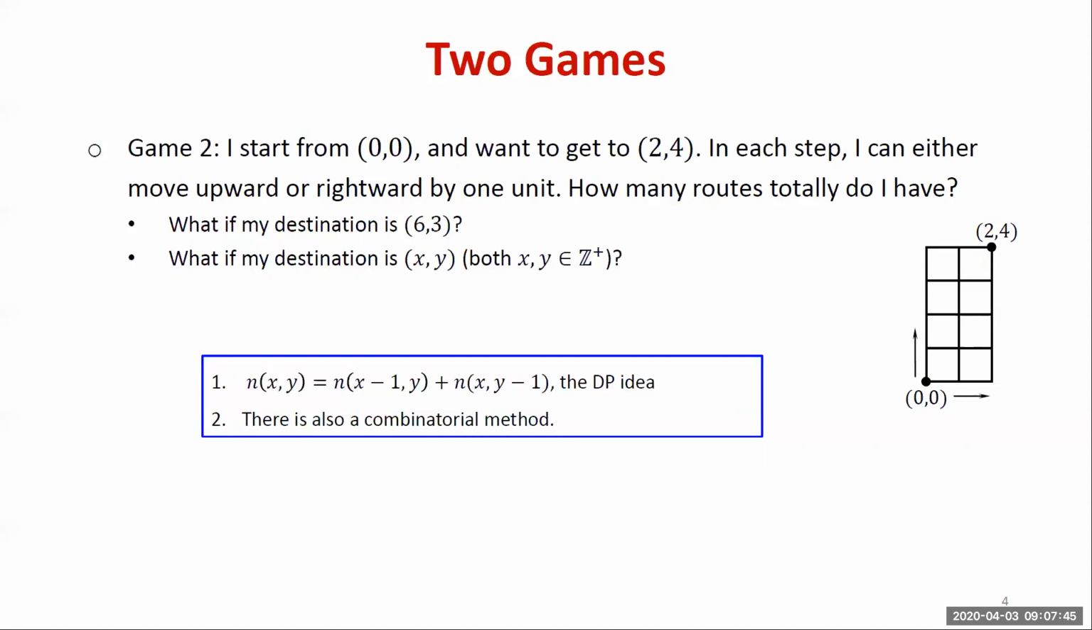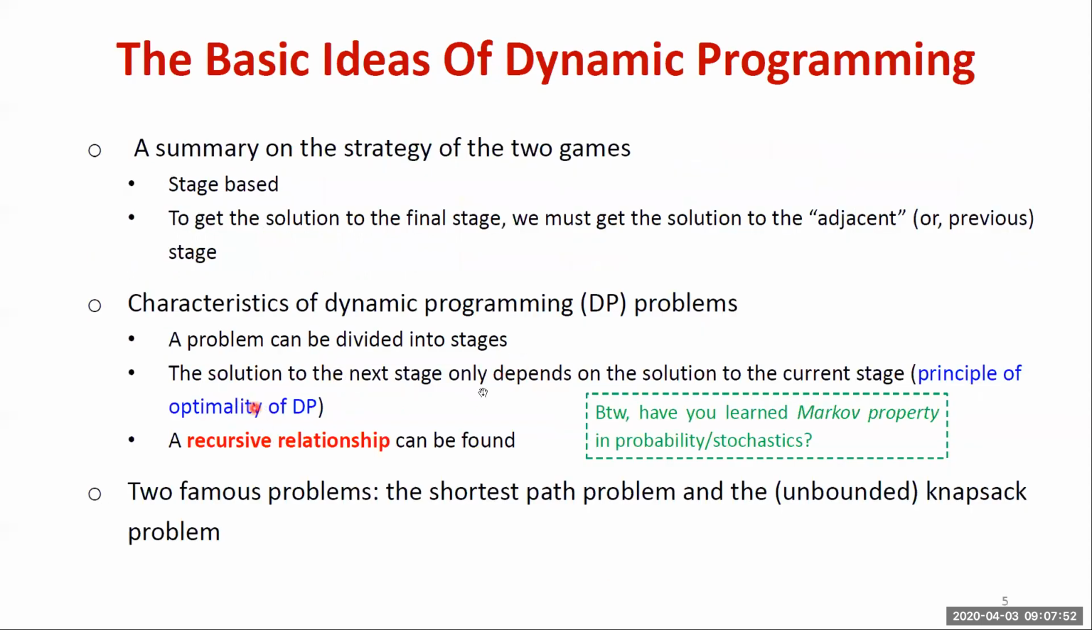So this is the point of the DP algorithm. And you must have these two principles. First, the problem can be divided into stages. By stages, I mean discrete stages. And number two, you do have a recursive relationship. Otherwise, this backward-forward way doesn't work. Okay.